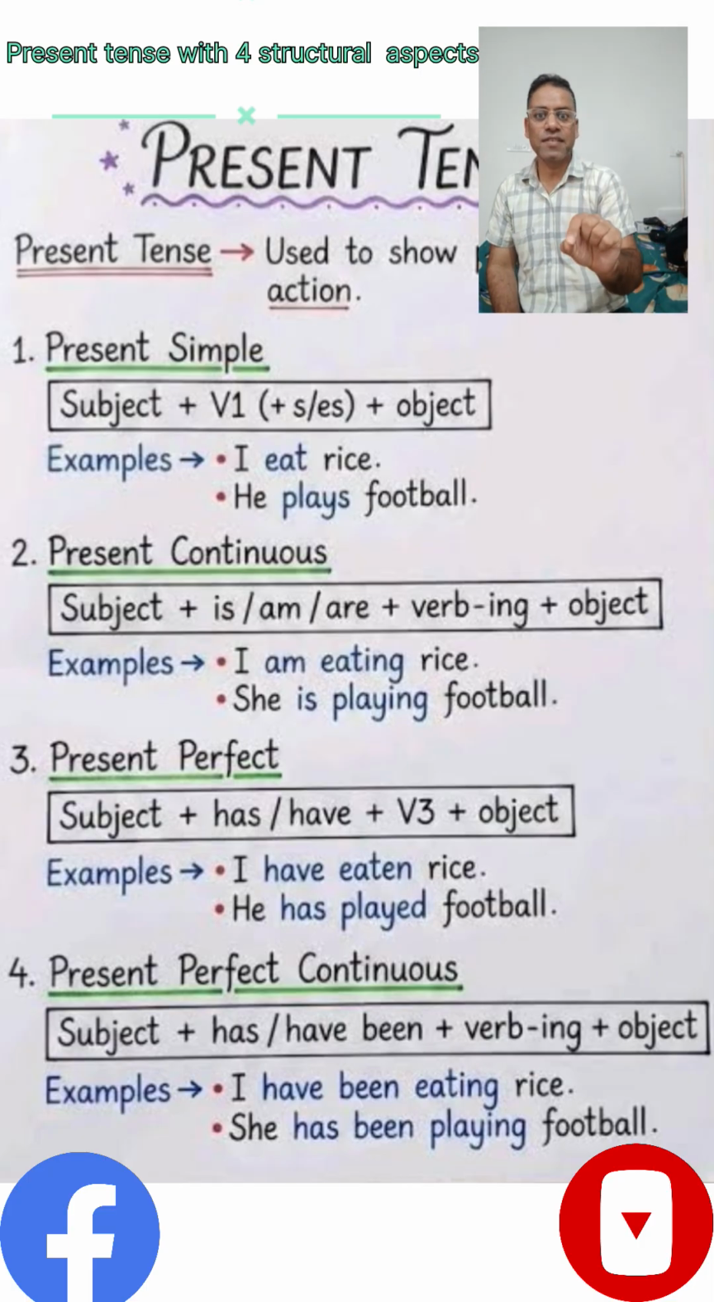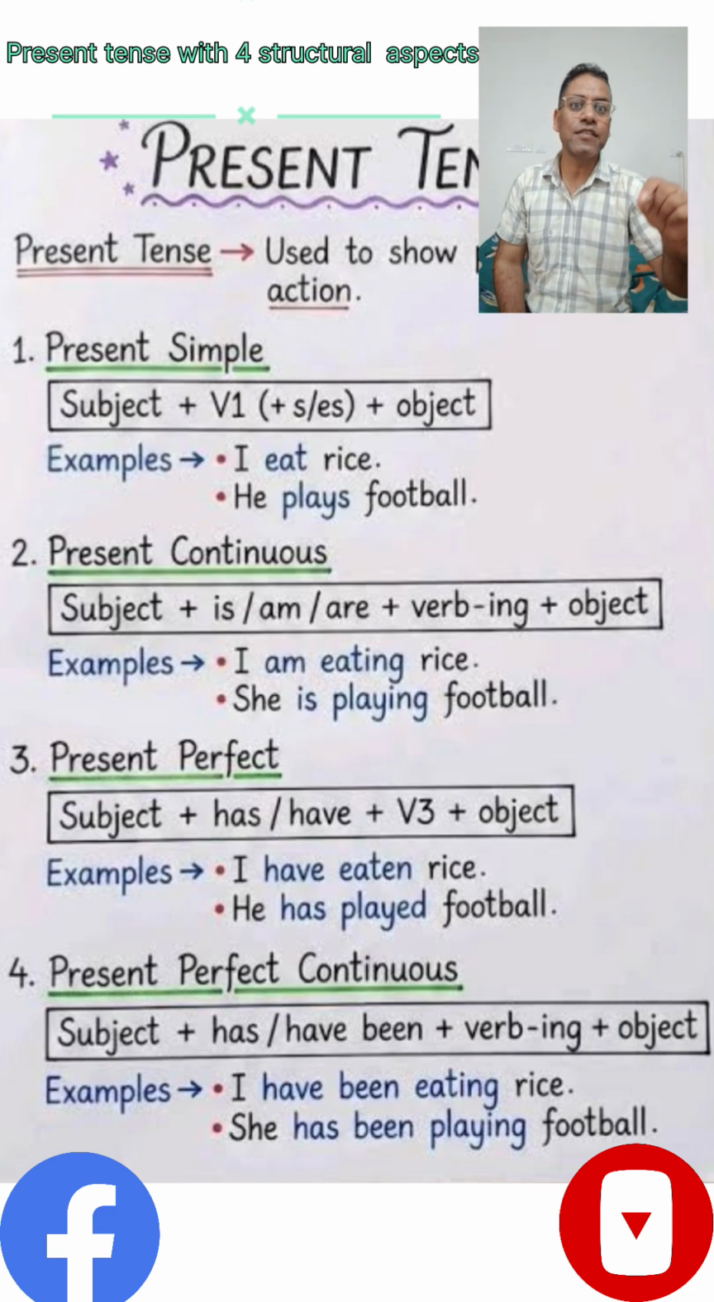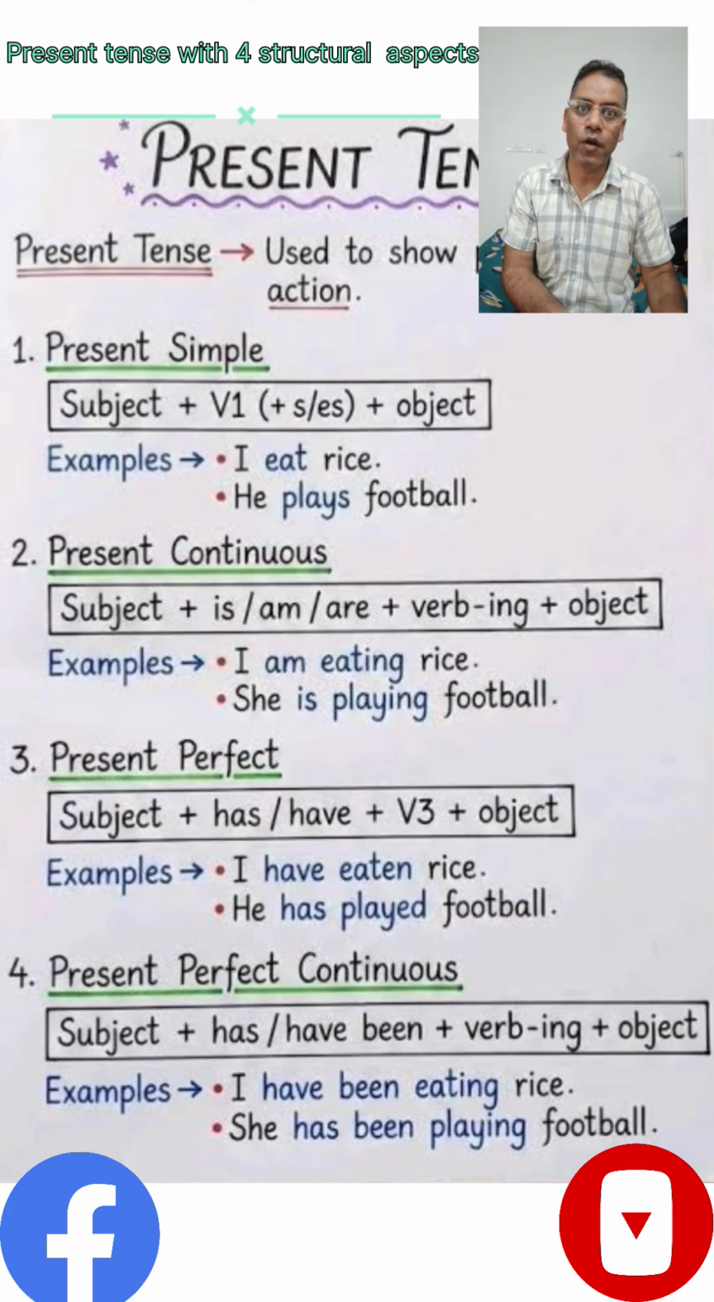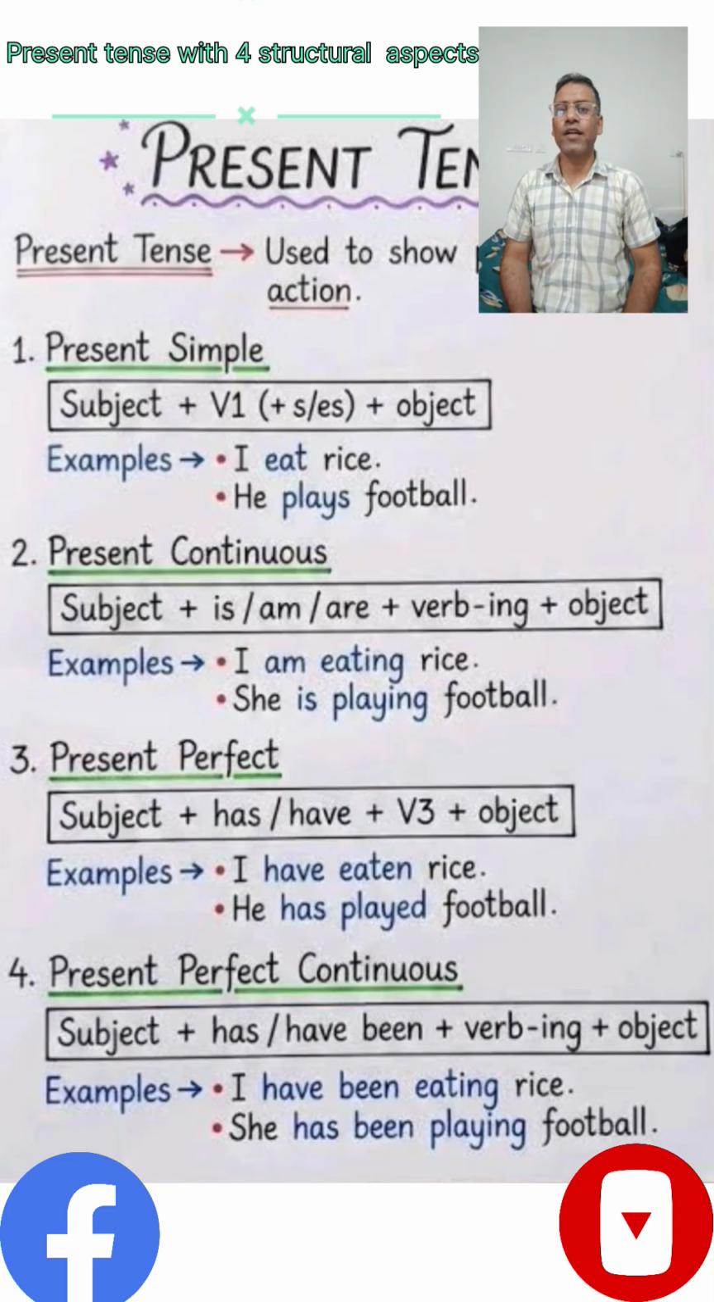Say for example, in the first example I use a point of time. I have been eating rice since morning. So I use a point of time across the timeline. Then for the second sentence, I use a period of time. She has been playing football for 1 day. For 1 day. Okay. Hope that you have understood it.